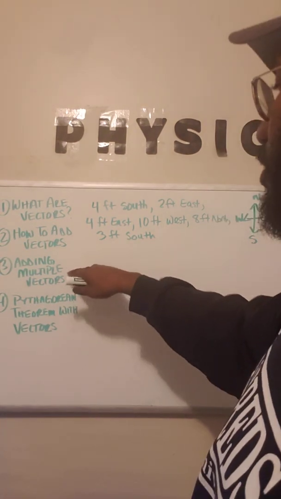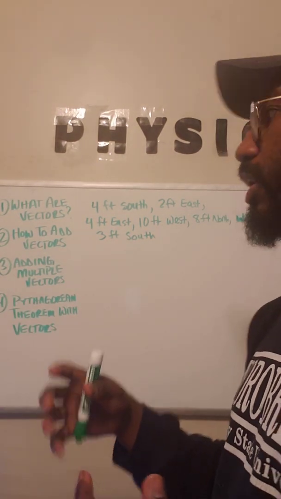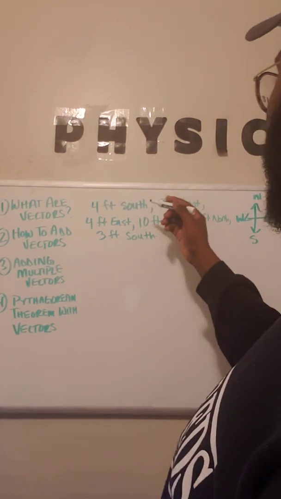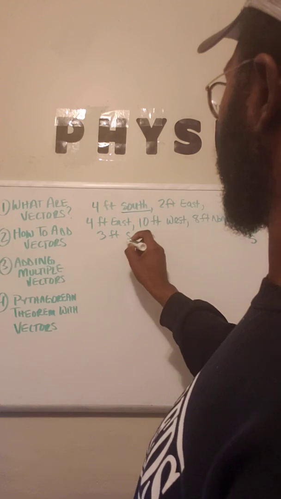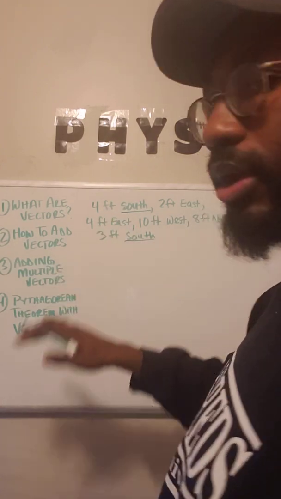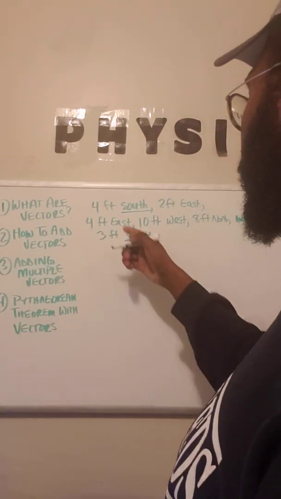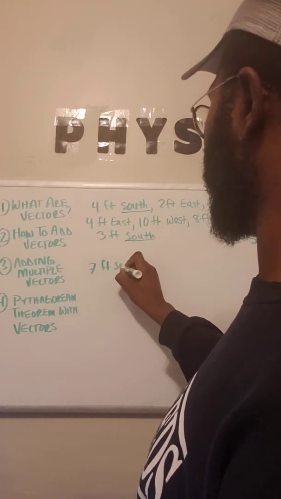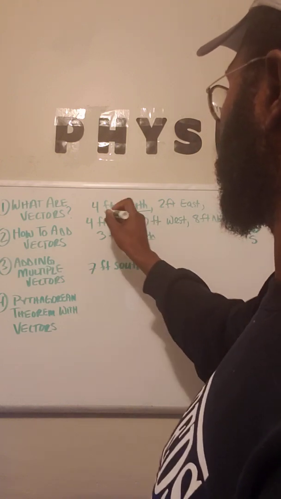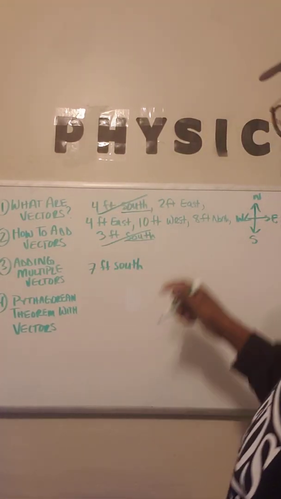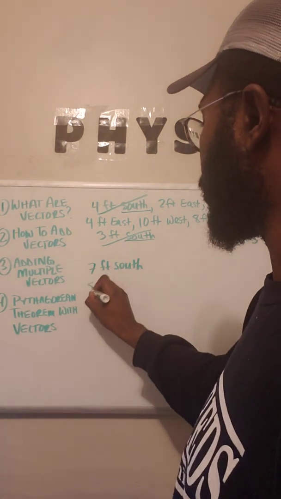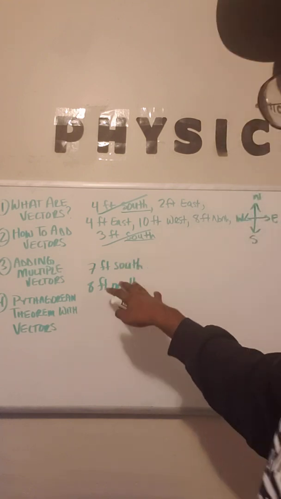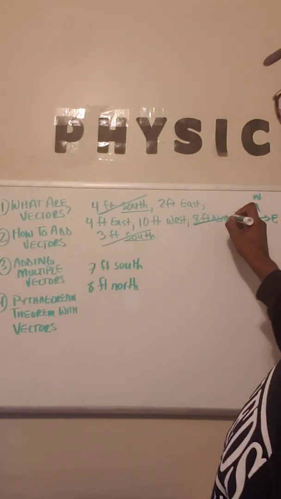So first we're going to add all of the vectors that are the same together. Okay, so we've got 4 feet south and we've got 3 feet south. So you can go through the whole steps as we presented earlier in the video, but I know this is going to give me 7 feet south. Okay, I'm going to go ahead and cross these out because we added them already. Now I have 8 feet north. I'm going to write 8 feet north on this side because this is in the north-south plane. Okay, so now I'm going to cross that out.